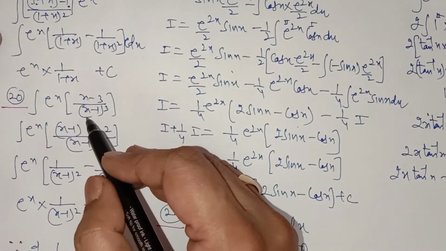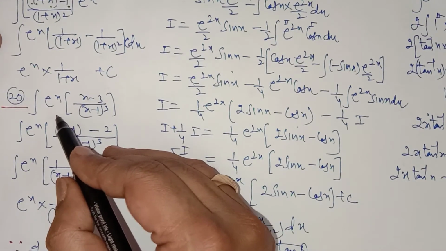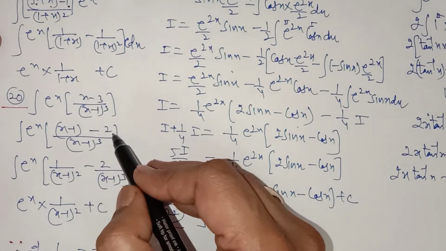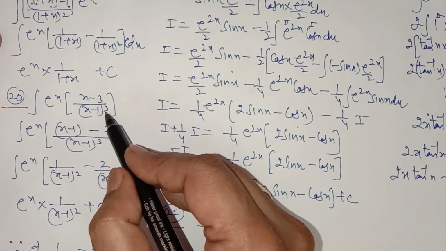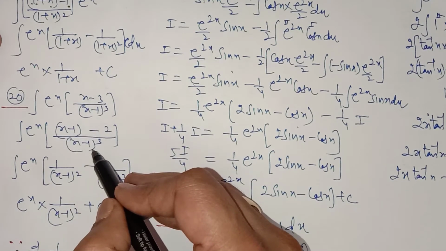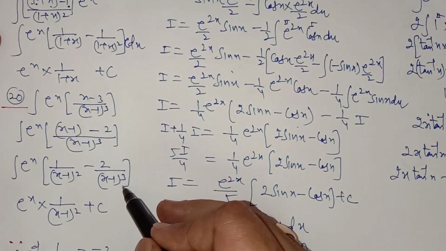Similarly, in question number 20, we will most probably use the property of integration by parts. We have x minus 3 here, so you can write it as x minus 1 minus 2, because we have (x minus 1) whole cube in the denominator. Separating, (x minus 1) upon (x minus 1) whole cube will be equal to 1 upon (x minus 1) whole square, and minus 2 upon (x minus 1) whole cube.